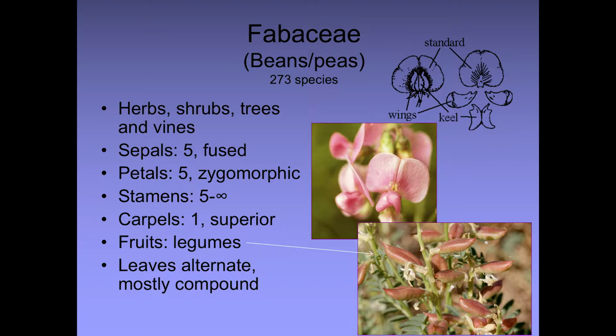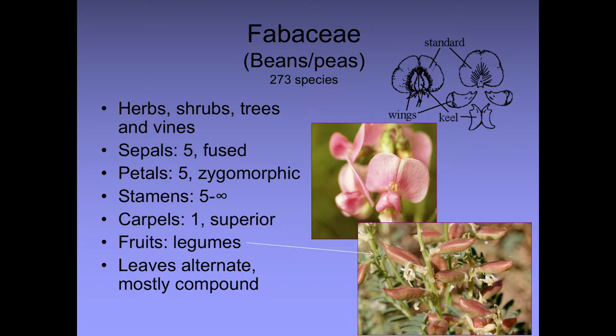And what happens to these 5 petals is that the top one is fused, right? The top one's fused, no, 1, 2, 3. The bottom 2 that make the keel, you see the standard and wings and a keel. The keel is actually 2 fused petals.